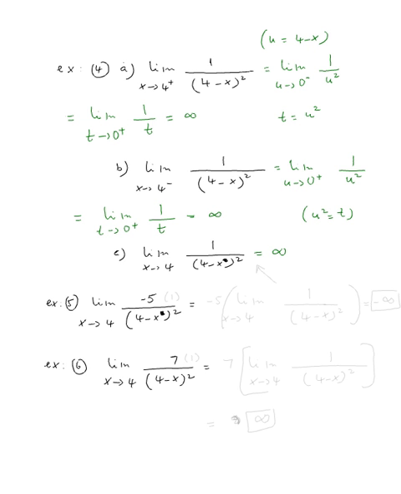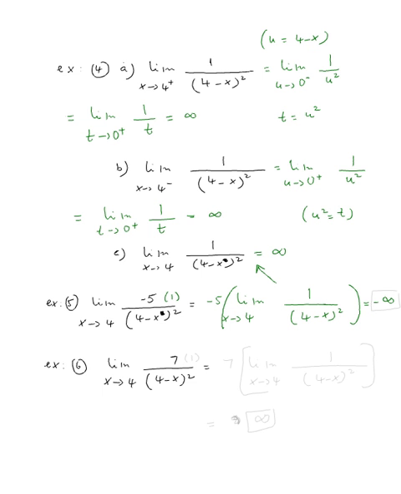Now, I want to show you what happens if you have a negative number on the top. This is the same thing as negative 5 times the limit of 1 over 4 minus x squared as x approaches 4. I can write negative 5 as negative 5 times 1, and just take the negative 5 outside. Now I already know this limit. It's right here. I just did it. See, it is infinity. Negative 5 times positive infinity is negative infinity. Think of a large number multiplied by negative 5. Of course, it's going to be negative.